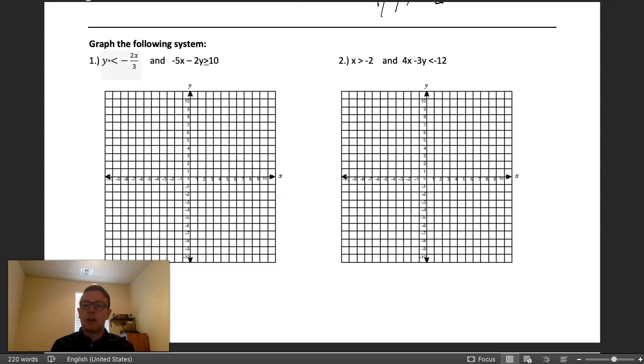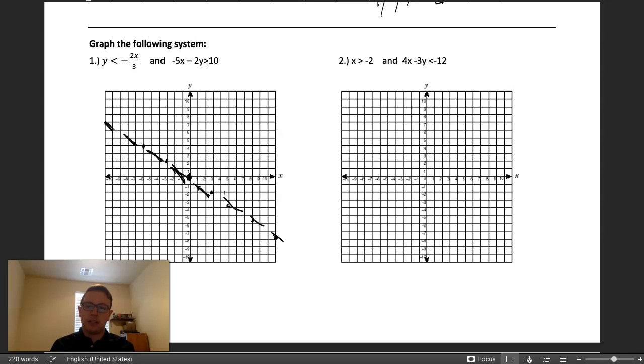For this one, we're left with y is less than minus 2x over 3. So we're going to start at 0, 0. We're going to go down 2 over 3, and down 2 over 3, and so on. We'll make this as large as possible. 2 over 3. And we're going to dash this line. So this is our first line.